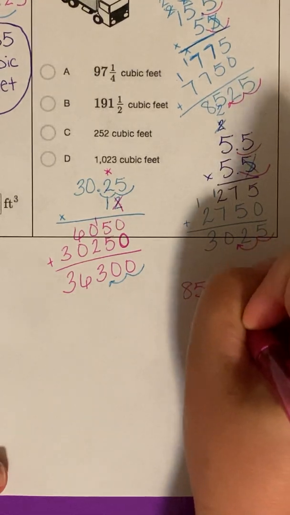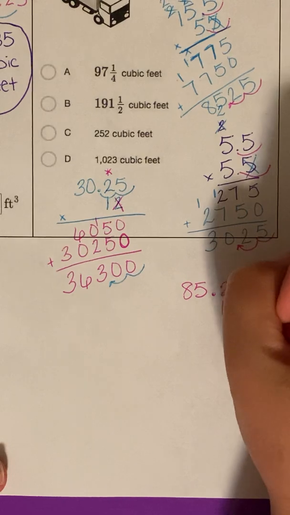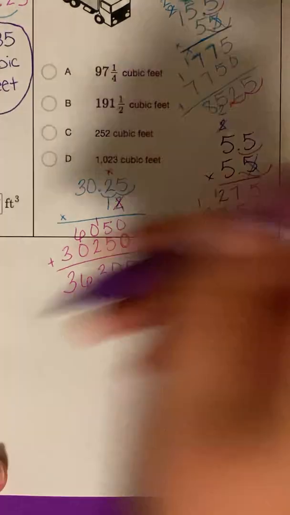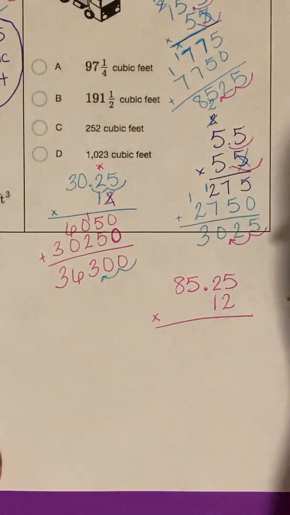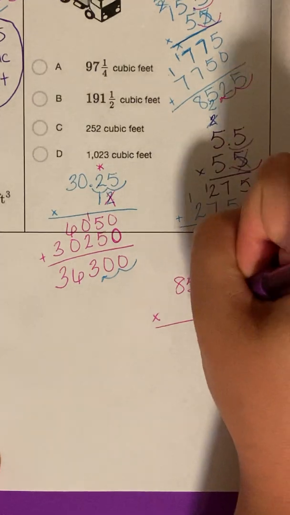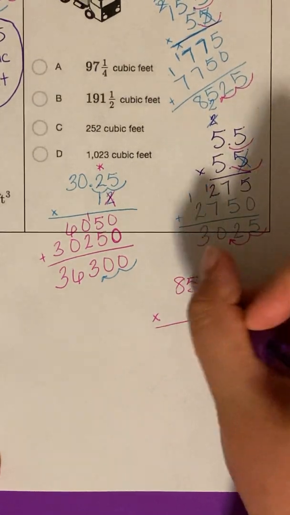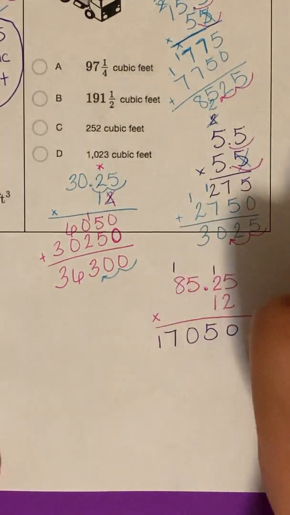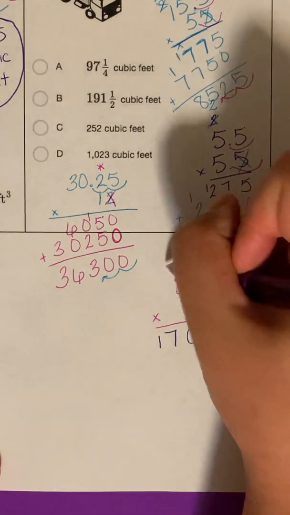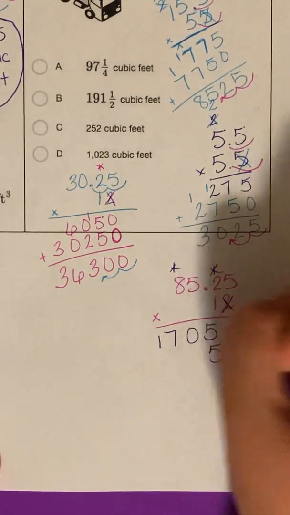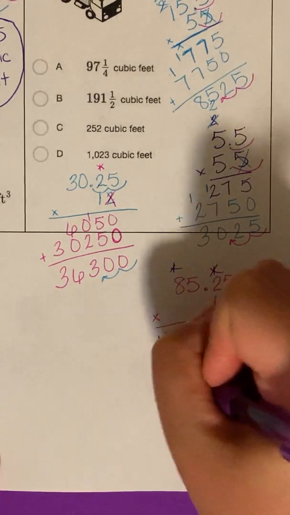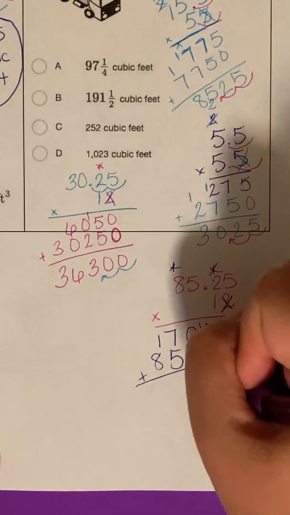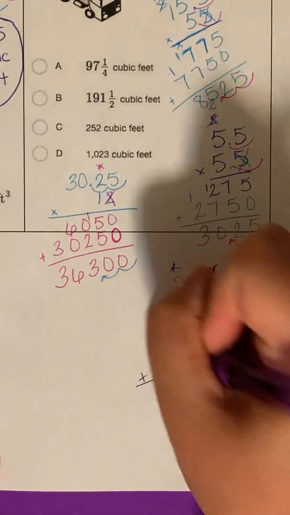85 and 25 hundredths. Now we can multiply that by 12. So instead of 30 and 25, it's 85 and 25 hundredths. I apologize. Okay, so 2 times 5 is going to be 10. 2 times 2 is 4, plus 1 is 5. 2 times 5, 10. 2 times 8, 16, plus 1 is going to be 17. Done with that. Placeholder 0. 1 times 5 is 5. 1 times 2 is 2. 1 times 5 is 5. 1 times 8 is 8. We are going to add 0, 10, 3, 7 and 5 is 12, 8, 9, 10.